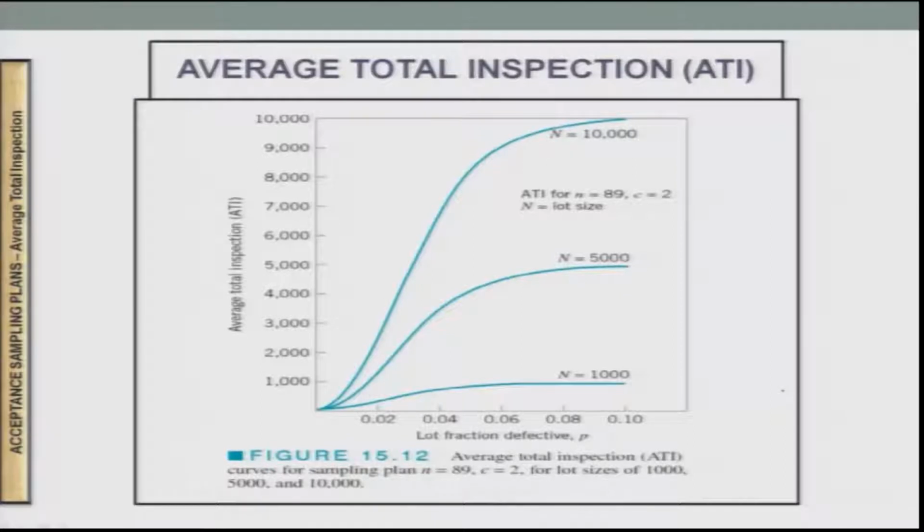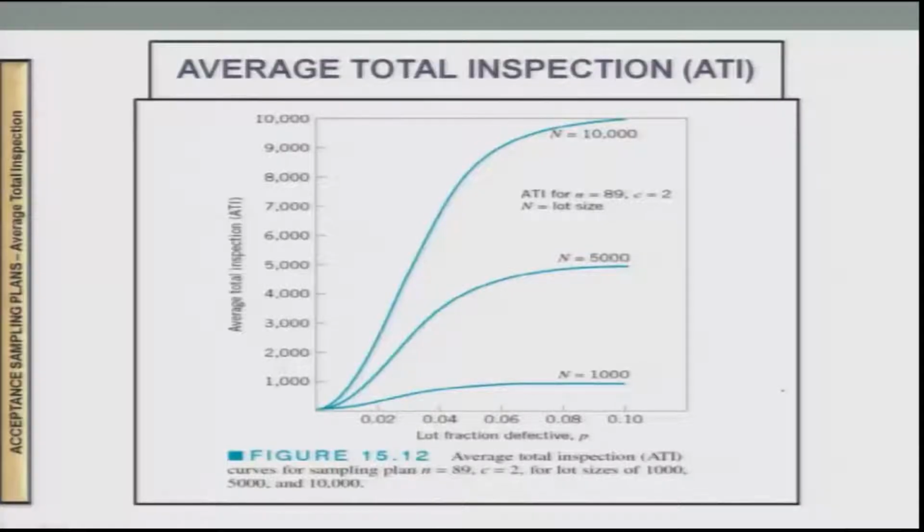So, the average total inspection ATI is measured along the y-axis, and the lot fraction defective, as we have been doing for the OC curves, is measured along the x-axis. As capital N changes, small n changes, C changes. Keeping small n and C fixed, you will have different curves as shown in the plot. You have to be careful to understand how the ATI would look depending on the change of capital N, small n and C.